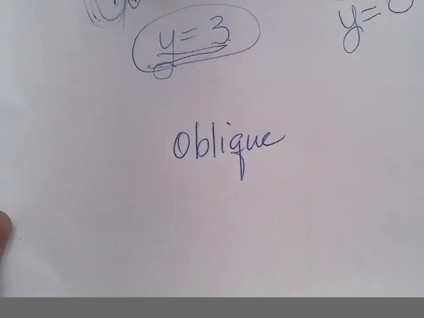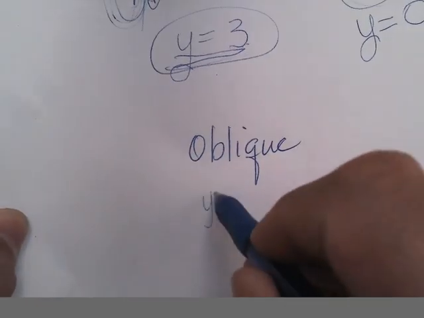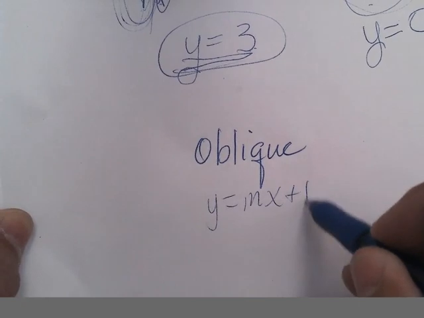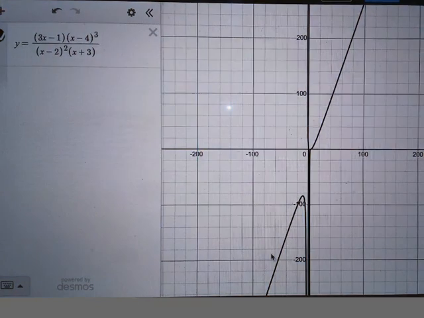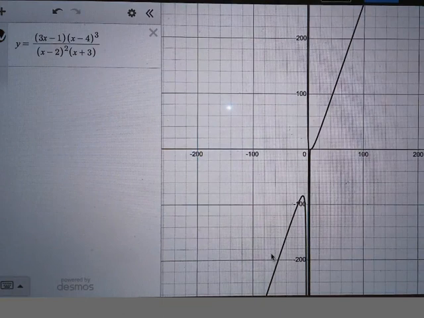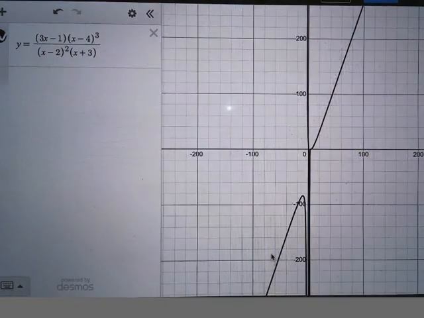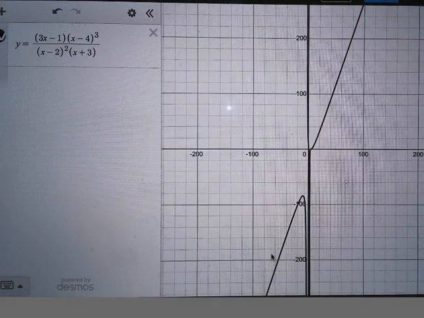O-B-L-I-Q-U-E. Oblique asymptote. It's a y equals mx plus b, a line. And we're going to try to figure out what that line is. Now for this one, it's messy, so I'm not going to do that one. I'm going to do a simpler one.